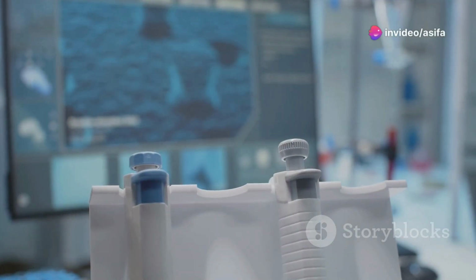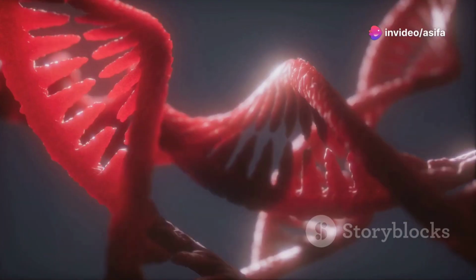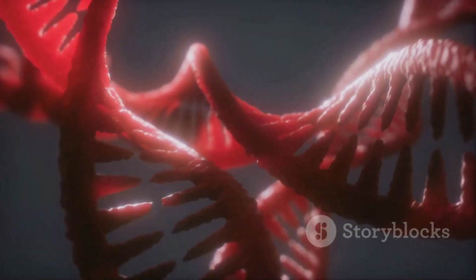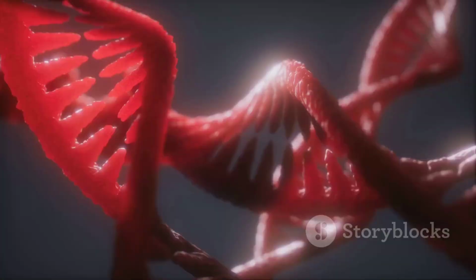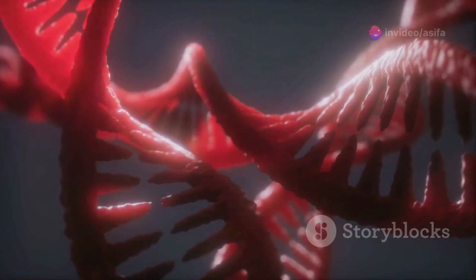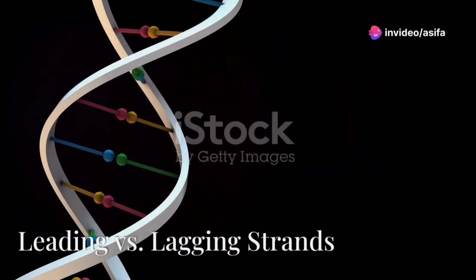DNA polymerase moves along the template strand, adding nucleotides one by one. The energy for this process comes from the nucleotides themselves. Each nucleotide carries 3 phosphate groups. The breaking of bonds between these phosphate groups releases the energy needed for DNA polymerase to function.